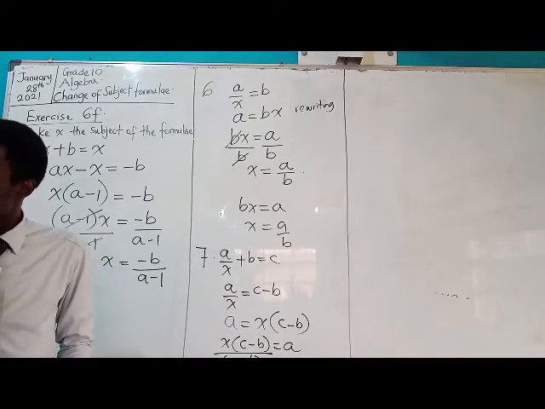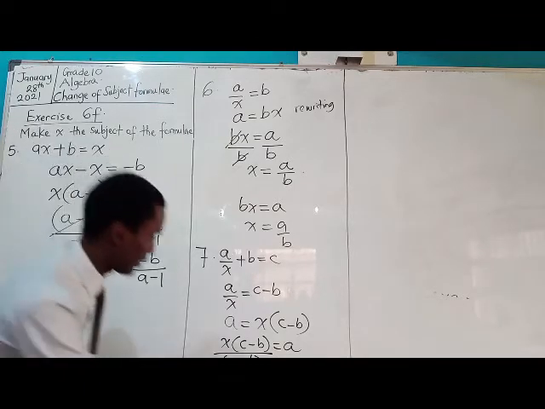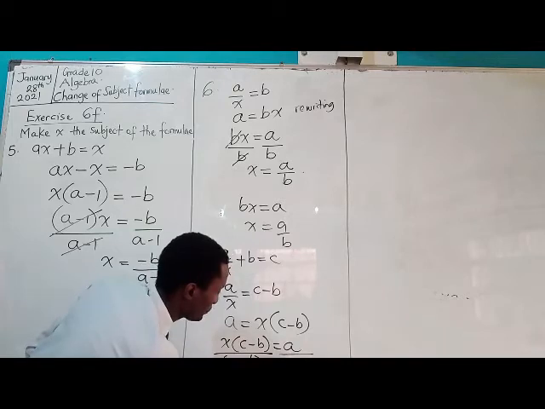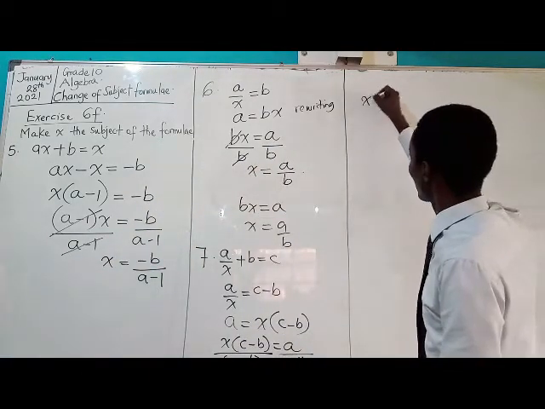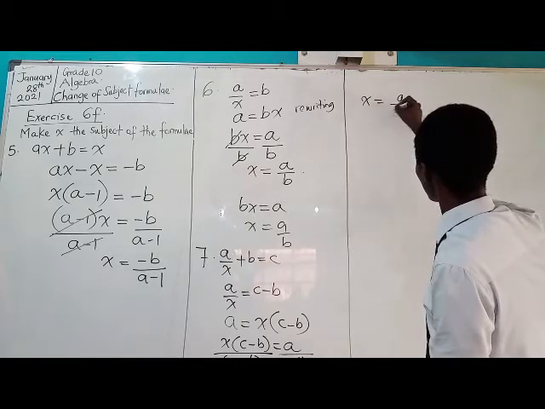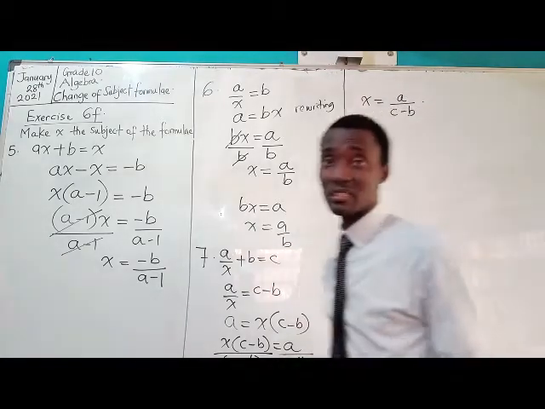Jollof rice. You can't knock out rice. So that will now be what? So your final answer becomes what? X equal to A over C minus B. And that settles that.